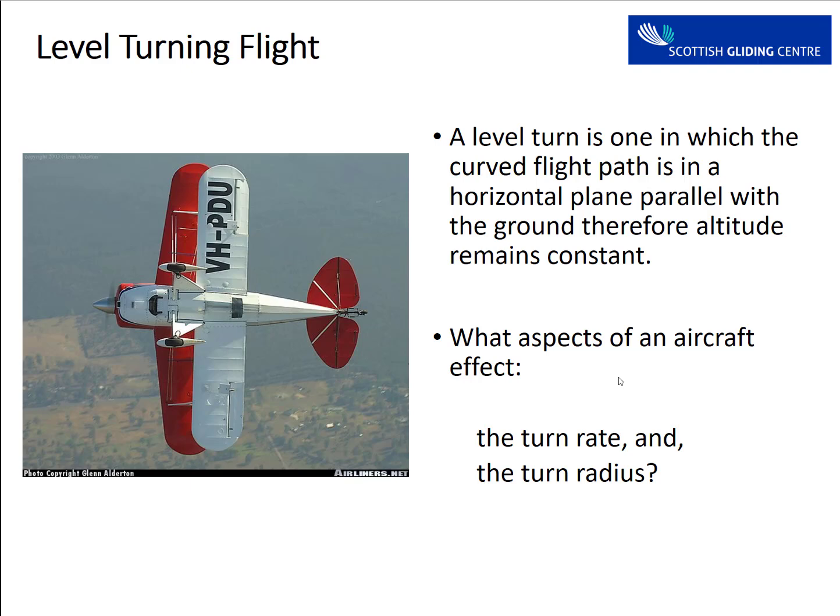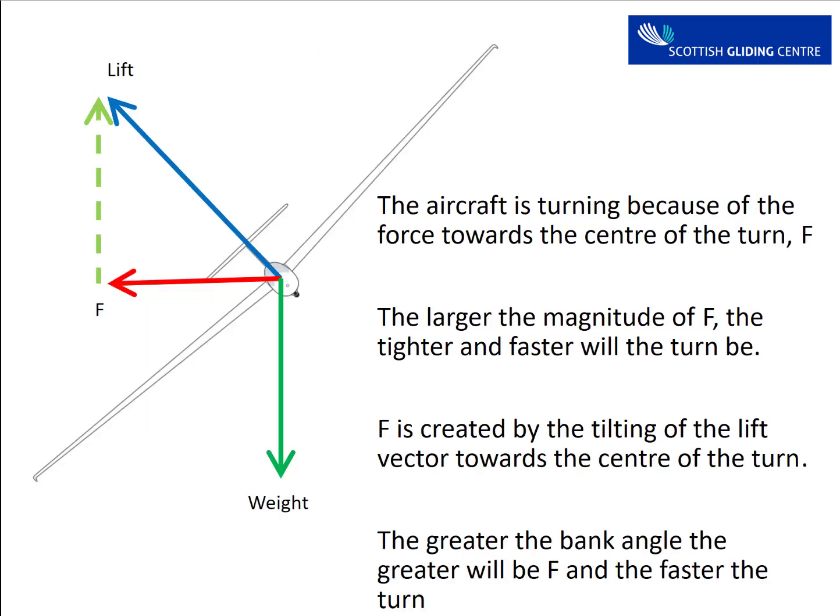Now, what aspects of an aircraft affect the turn rate and the turn radius, and how do we turn? Well, the way we turn our aircraft is we bank the aircraft, and as we bank the aircraft we tilt the lift vector such that part of our lift vector creates a force towards the center of the turn. And in this diagram here, that's the red vector marked with F. The larger the magnitude of this force, then the tighter and the faster the turn will be. And as I said, we create this force in the direction of the turn by tilting the aircraft.